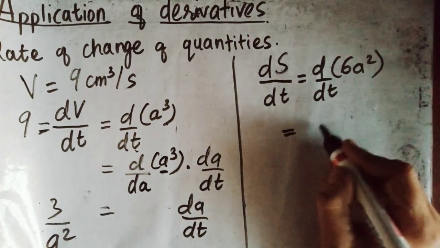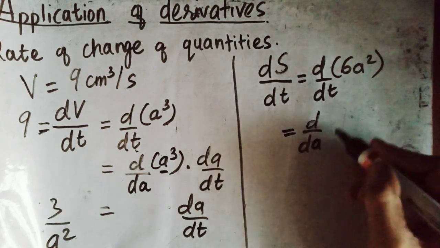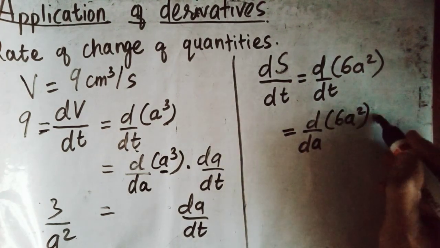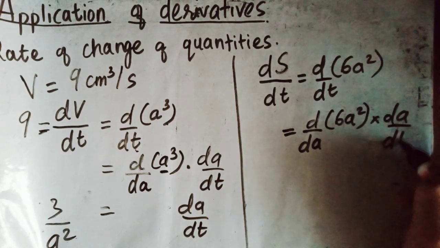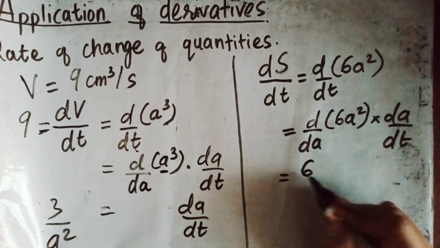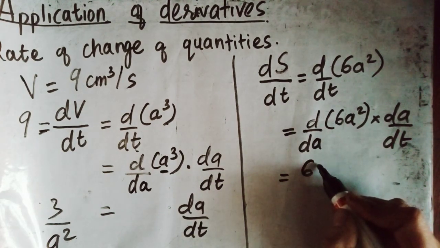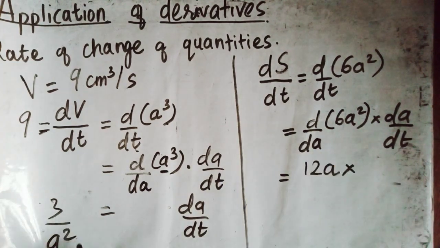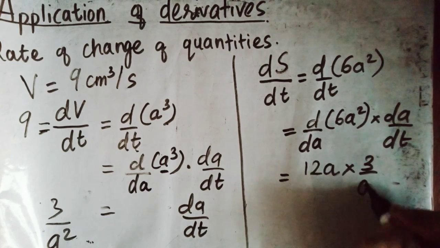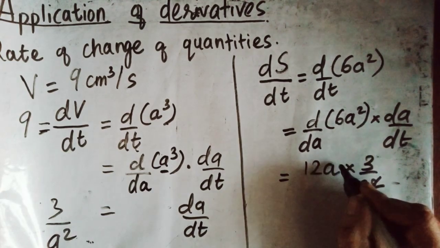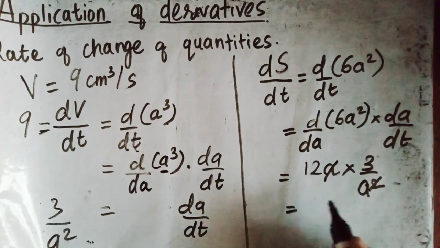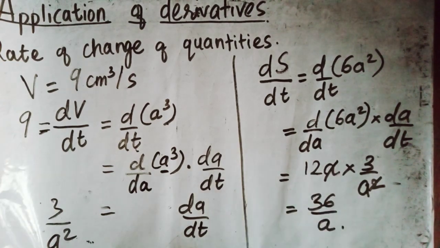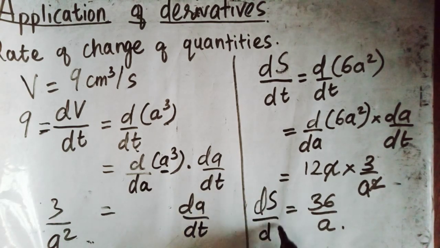So this will be d by dA of 6a square into dA by dt. So this will be 6 into 2, so 12a into dA by dt, which you can take from here, that is 3 upon a square. So this and this get cancelled. This is 36 by a. This is your surface area.